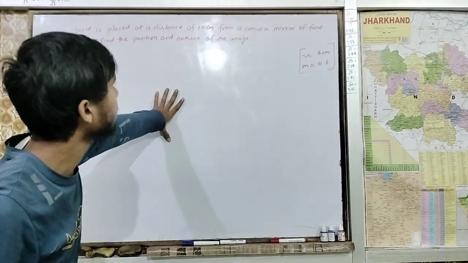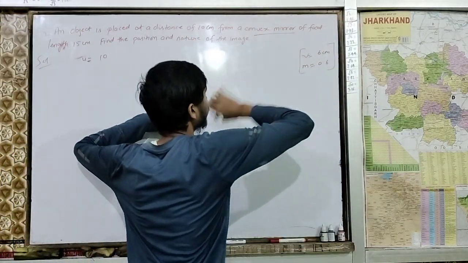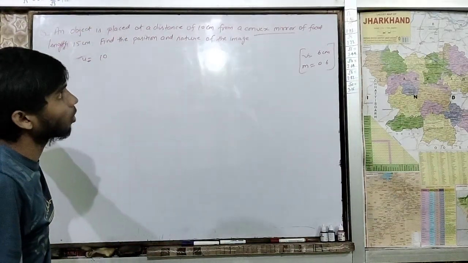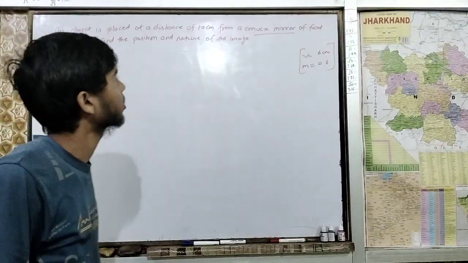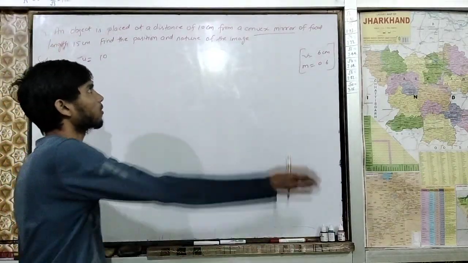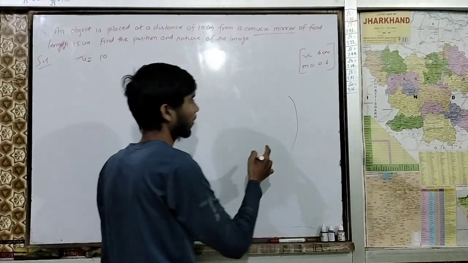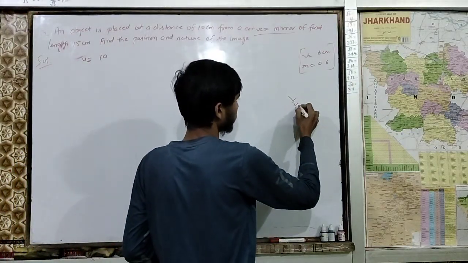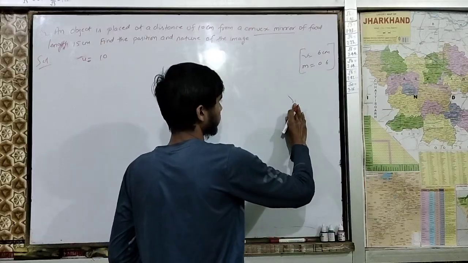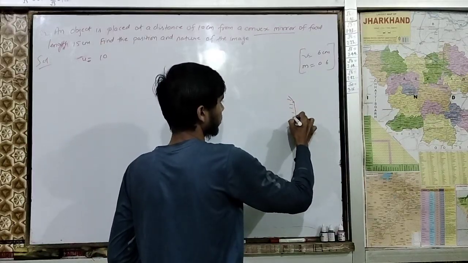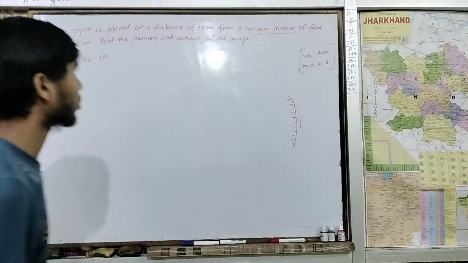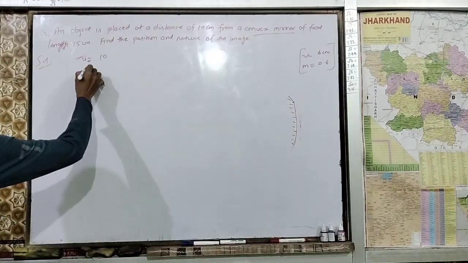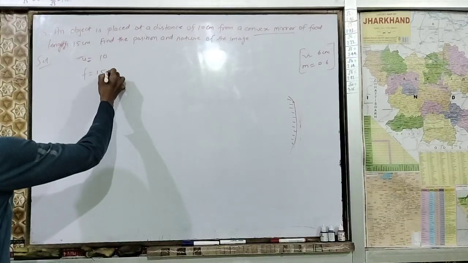It is a convex mirror, we have a mirror, not a lens. Convex means the outward surface is the reflecting surface, and the inward side would be the coated area. So for the convex mirror, the focal length is also given, which is 15 centimeter.